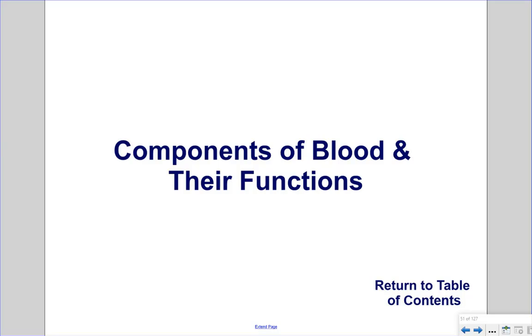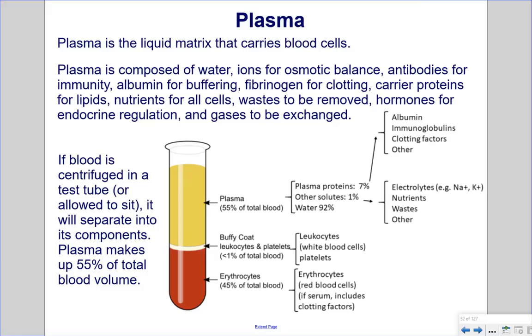Components of blood and their functions. Plasma. Plasma is the liquid matrix that carries blood cells. Plasma is composed of water, ions for osmotic balance, antibodies for immunity, albumin for buffering, fibrinogen for clotting, carrier proteins for lipids, nutrients for all cells, waste to be removed, hormones for endocrine regulation, and gases to be exchanged.